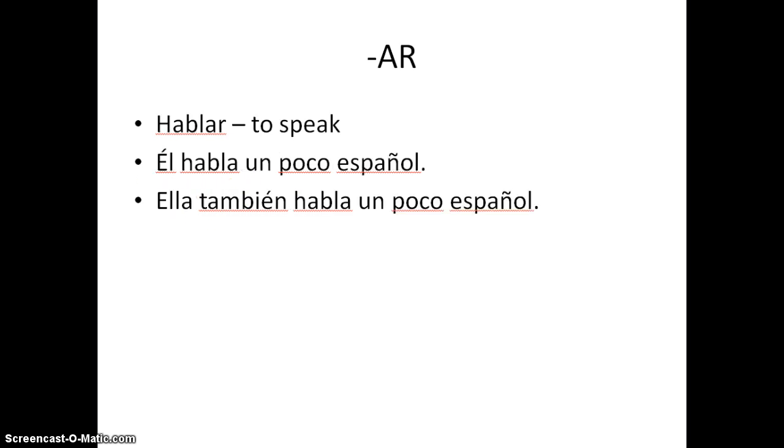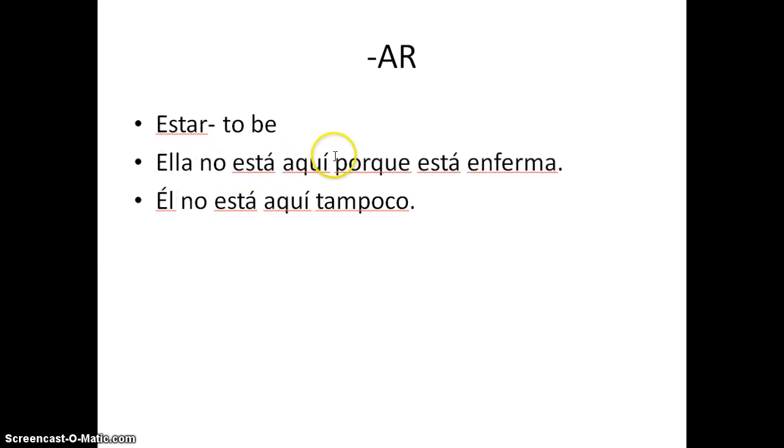Okay, let's keep looking at some examples, expanding your understanding of a verb like hablar, to speak. Now let's change it to él habla un poco español. By changing the ending here and putting él, we have he speaks a little Spanish. Ella también habla un poco español. She also speaks a little Spanish. So both for he and she, we still have the a ending. So what do you think is going to happen with the verb estar in order to say he or she is? It should still end with an a, right? It's pronounced a, and it does. So to say she's not here because she's sick, ella no está aquí porque está enferma. He's not here either. Él no está aquí tampoco.